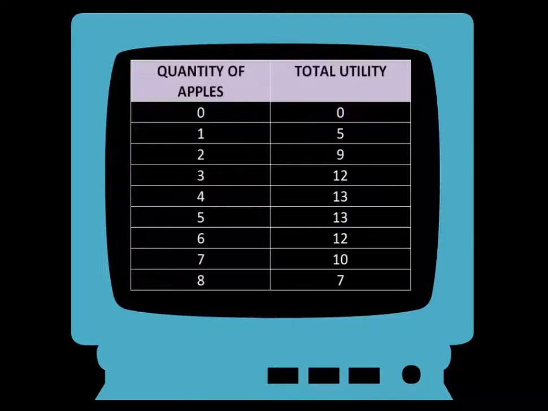In the first column, we have the quantity of apples, so we're consuming these apples. Here you have 0 apples consumed, 1 apple consumed, 2 apples consumed, 3 apples consumed. Then, in the second column, we have the total utility associated with each quantity of apples. If this person consumed 0 apples, 0 utility. If this person consumed 1 apple, he gets 5 units of utility. If this person consumed 2 apples, he gets 9 units of utility. Let's go through the schedule of utility, calculating marginal utility all the way.